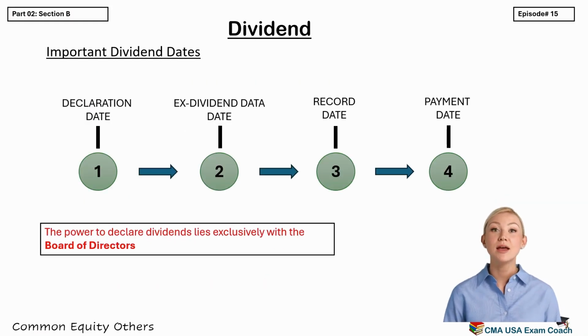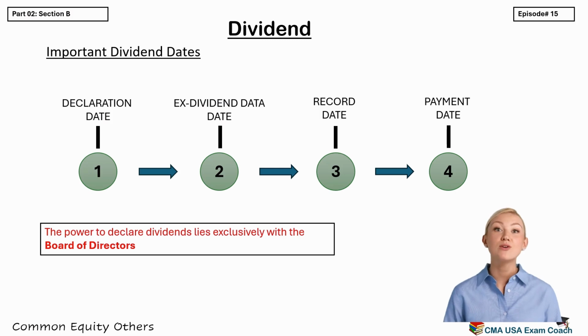Next, we're going to learn about some important dates related to dividends, key milestones that every CMA student, investor, and corporate finance professional must understand. Let's start with a brief introduction. When it comes to dividends, it's important to understand that management does not have the authority to declare a dividend on its own. The power to declare dividends lies exclusively with the board of directors. During a formal board meeting, if they find that the company has sufficient retained earnings and liquidity, the board may approve and declare a dividend.